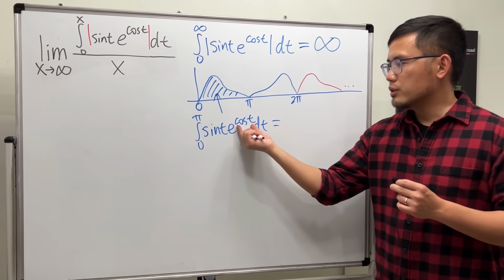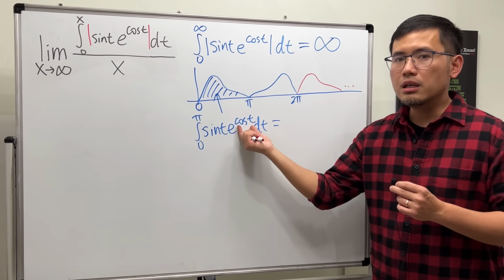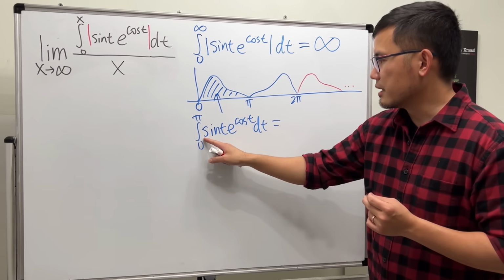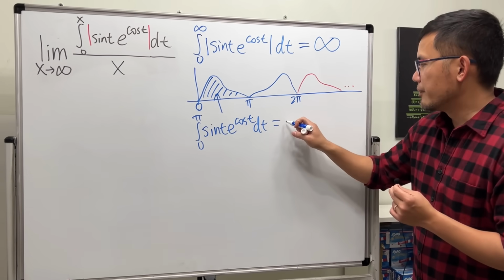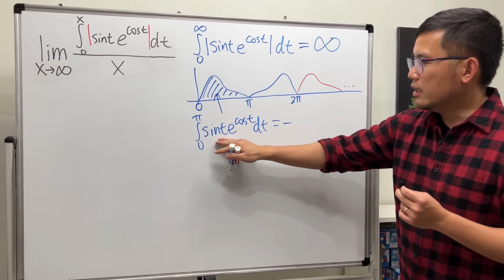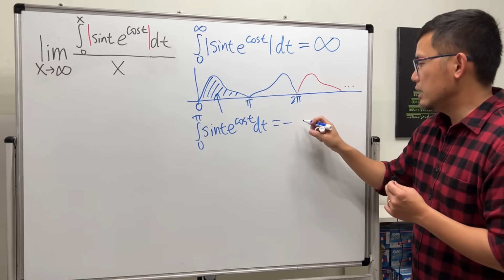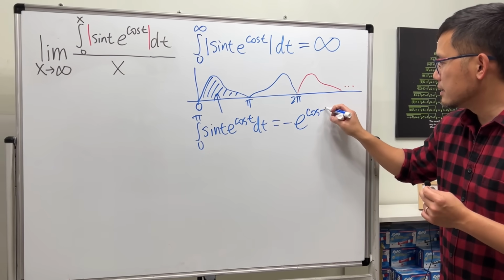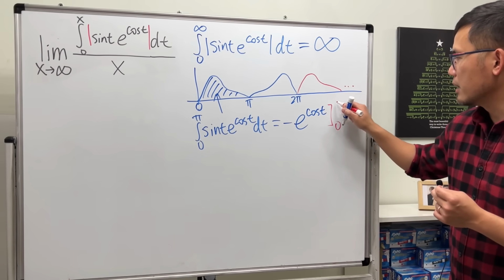Integrating this, we can just put u to be cosine t. The derivative of cosine t is negative sine. This is positive sine, so the answer will be negative. So we have negative, and we integrate e to the u, and we just get e to the u back. u is cosine t, so we have this. And then go ahead and plug in.